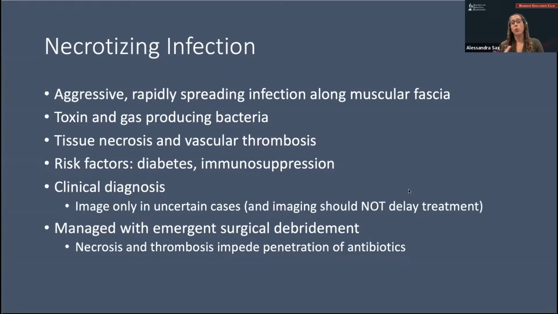These tend to only get imaged, which is why I had to steal it from the SSR white paper, in uncertain cases. I didn't actually have any good examples at Brown. But imaging should never delay the treatment. This is a clinical diagnosis. We just kind of stumble upon it when the clinical scenario is uncertain and patients get imaged. And then some risk factors are going to be diabetes and immunosuppression.